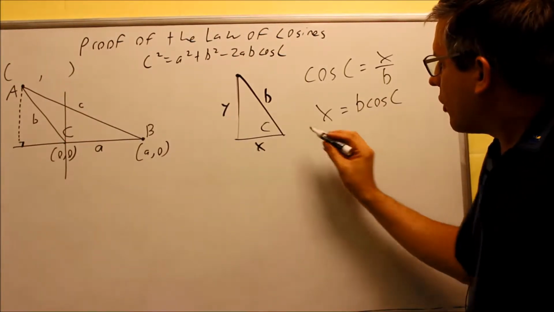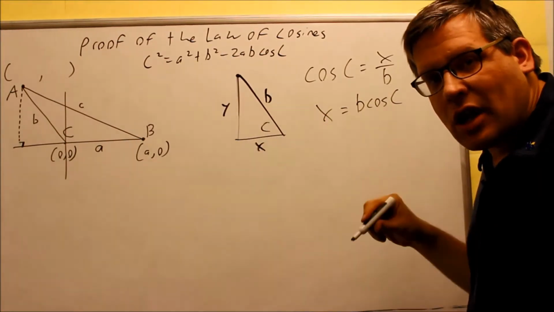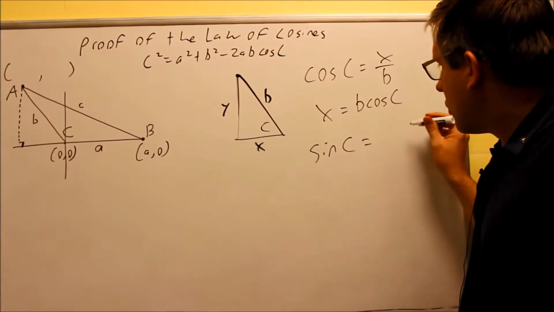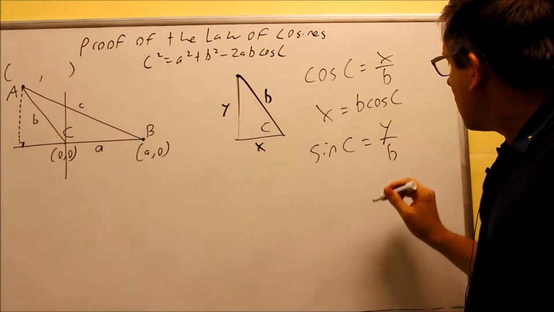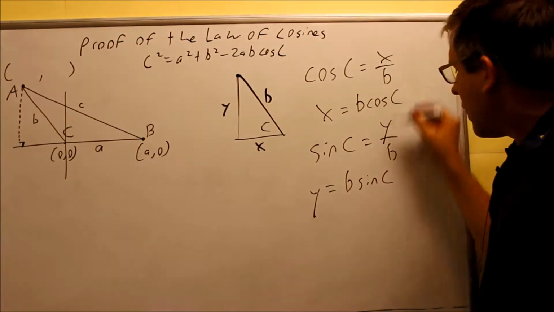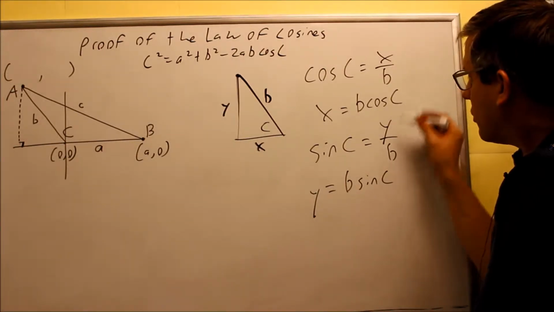Now I want to find the y coordinate. The y coordinate is opposite of C, so that's going to use a sine. A sine relates these two sides. So sine C equals y over b. If I solve for that, I get y is equal to b sine C. So now I have these two, the x value and the y value. They're all related to angle C.